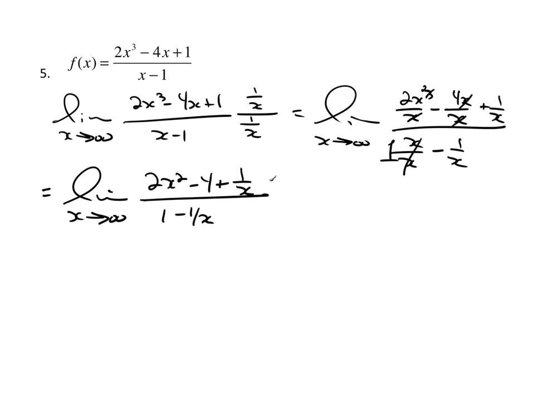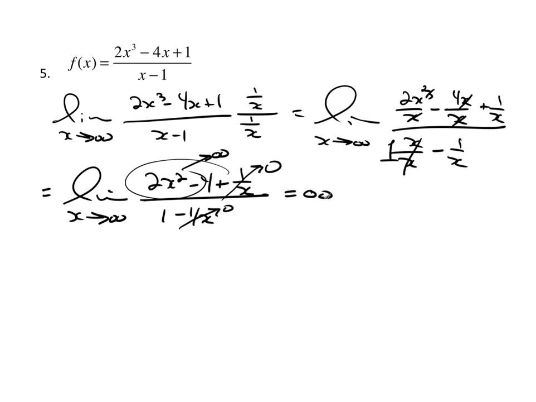So in the limit, this will go to 0, and this will go to 0. So in the limit, this thing is going to look like 2x squared minus 4. Well, 2x squared minus 4, this will go to infinity, so this limit equals infinity.